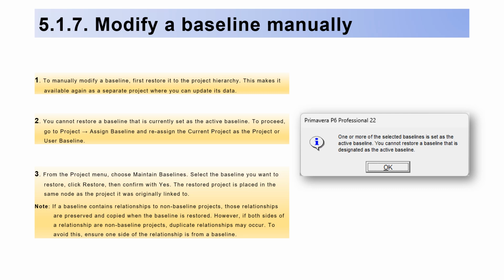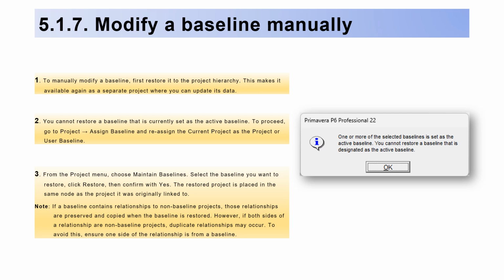3. From the project menu, choose Maintain Baselines. Select the baseline you want to restore, click Restore, then confirm with Yes. The restored project is placed in the same node as the project it was originally linked to.